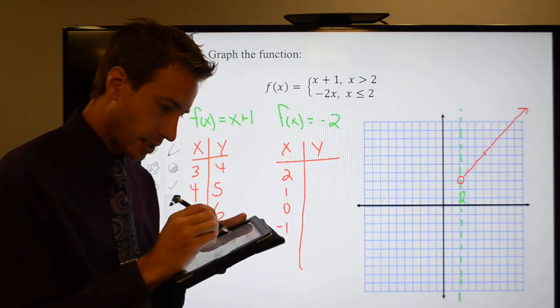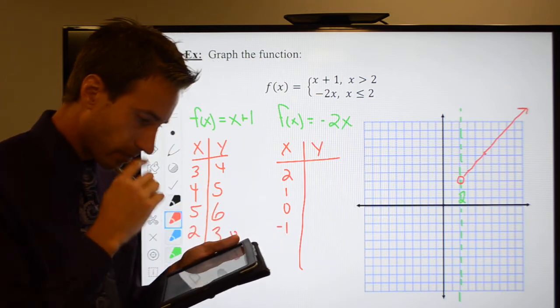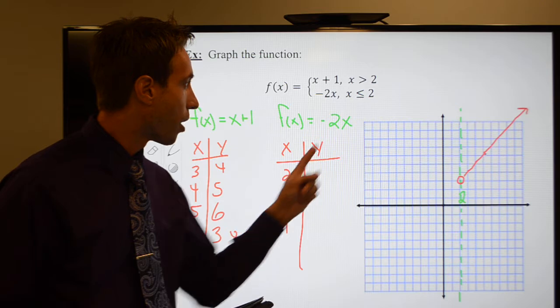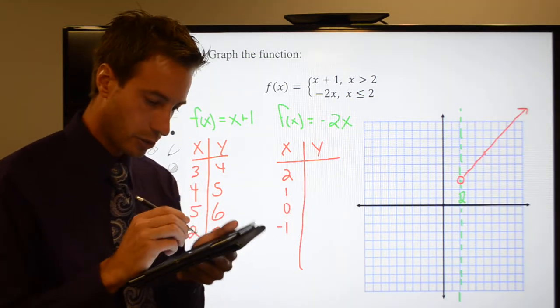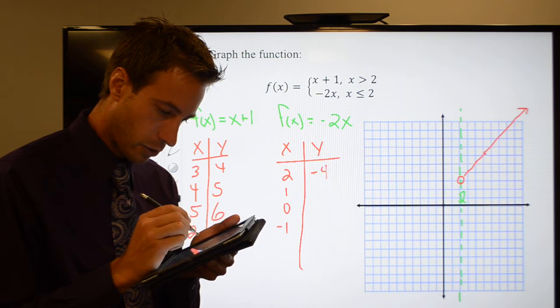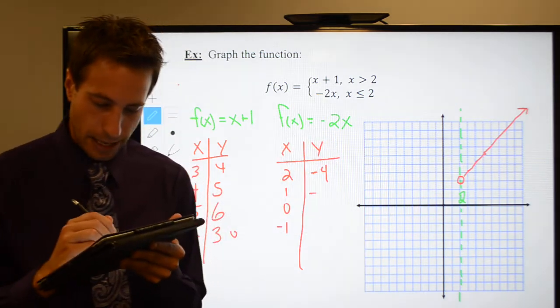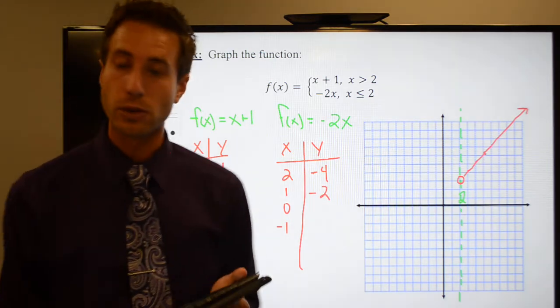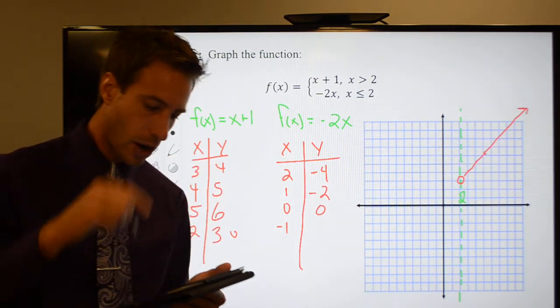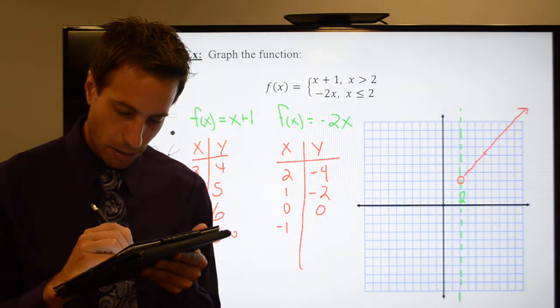Hold up, I apologize. Somehow I lost my x. Don't know how that happened. There we go. Okay, so I'm going to plug a positive 2 in. Negative 2 times 2. How about a minus 4? Great. I plug in a 1. 1 times a negative 2 is going to be a minus 2. I plug in a 0. 0 times a negative 2 is going to be a 0. Plug in a negative 1. Negative 2 times a negative 1 is going to be a positive 2.